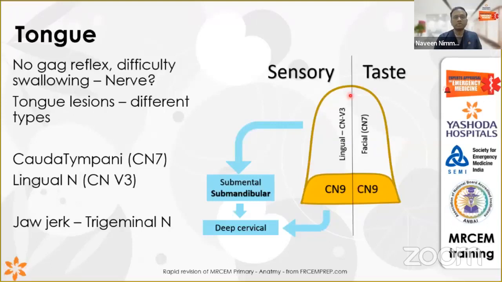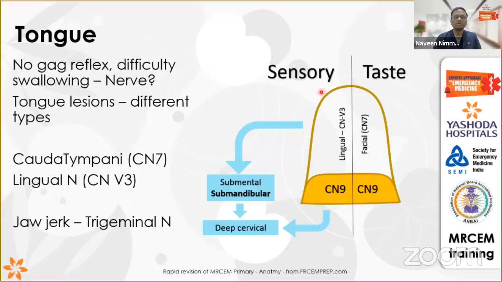V3 is the mandibular branch. So the jaw jerk is mediated by the trigeminal nerve. Normally, the jaw jerk should be minimal or absent. If it's positive, it signifies something. So coming to the lymph drainage of the tongue.